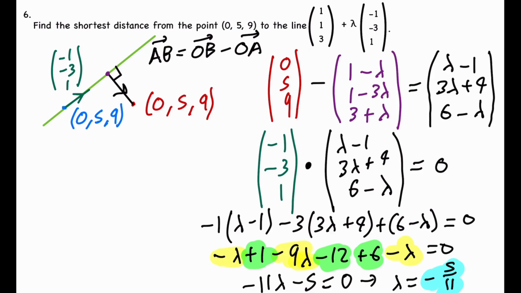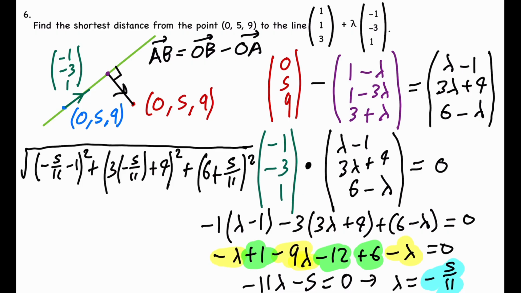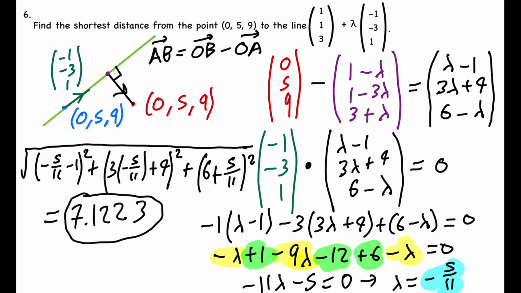All we have to do is find the magnitude of this vector. Because we now know what lambda is, we just substitute our values here. To find the magnitude, we'll just do the sum of the squares of each component and then square root it. So if we write that out, it's going to look something like this. And this is equal to 7.1223. And this is our value for the shortest distance.